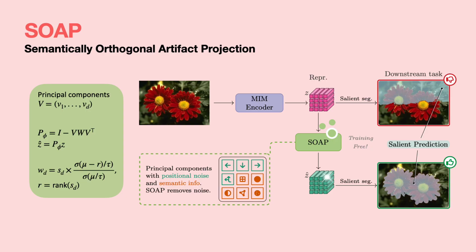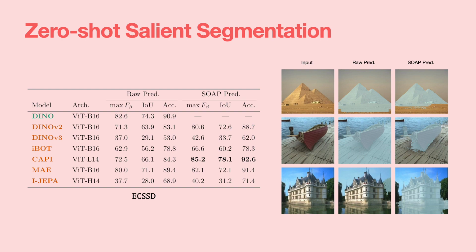The result is a patch representation with less positional bias, which leads to increased performance in zero-shot downstream tasks, such as segmentation. We investigate the effect of applying SOAP to patch representations of various models by evaluating on different zero-shot downstream tasks. These are the main results for zero-shot salient segmentation using the TokenCut method on the ECSSD benchmark.